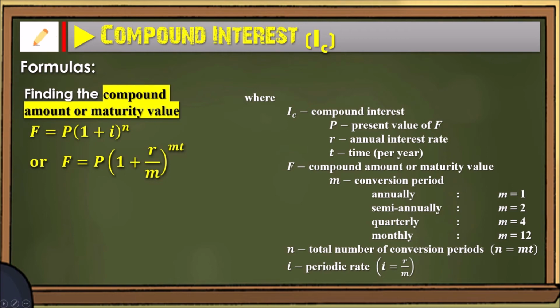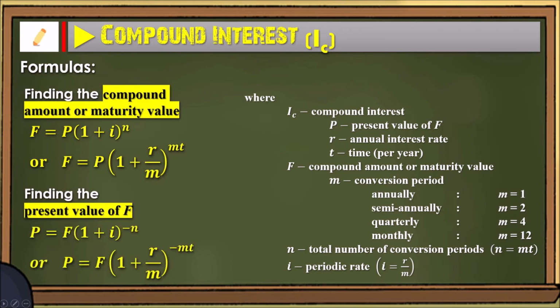Remember that m, the conversion period, can be either annually, where m equals 1, semi-annually, where m equals 2, quarterly, where m equals 4, or monthly, where m equals 12. For finding the present value P, the present value is equal to the product of the future value and the parentheses of the sum of 1 and the periodic rate, raised to the negative total number of conversion periods.